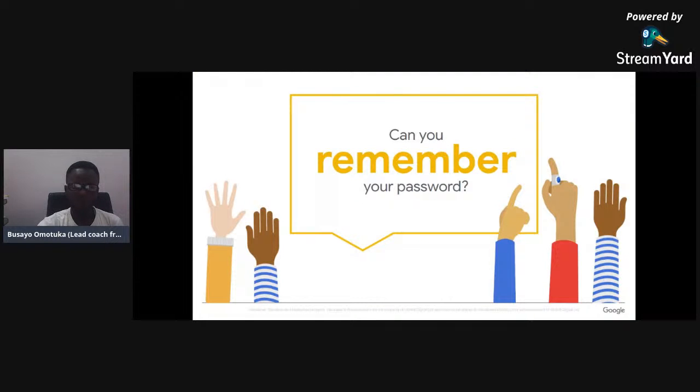After we are done with that, it is time to ask the students if they can remember their password. You see them raising their hands, and if they give you the right answer, rest assured that they have learned how to create a strong password and can also remember it. This is very important for students' security on the internet. So let's go to the next one.